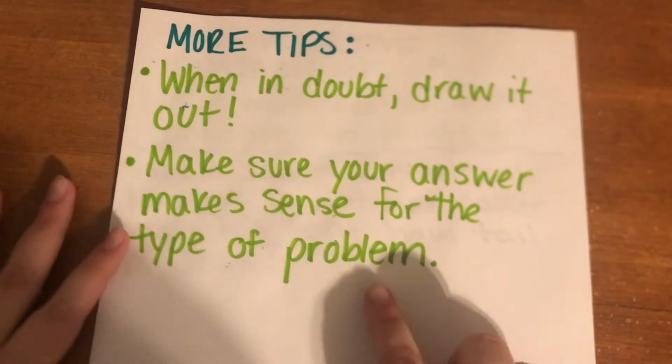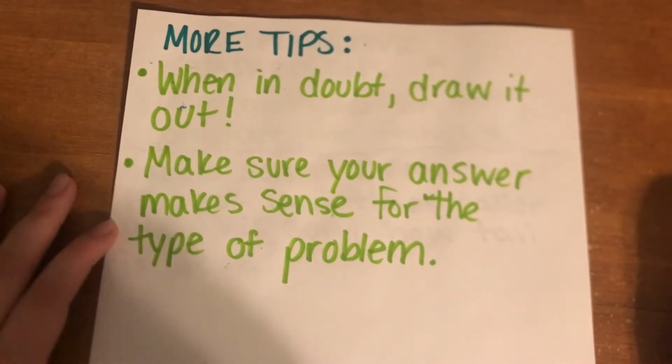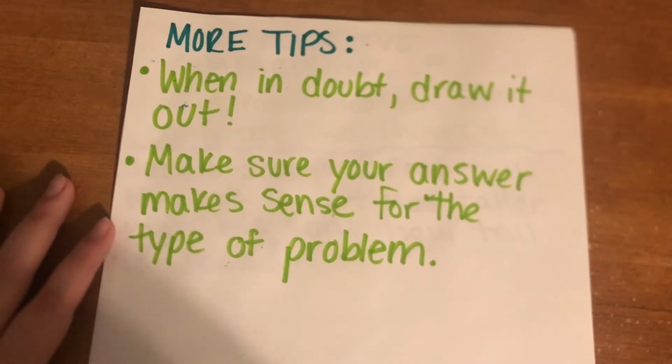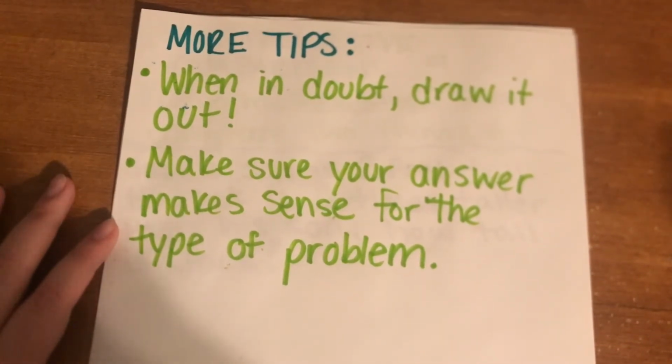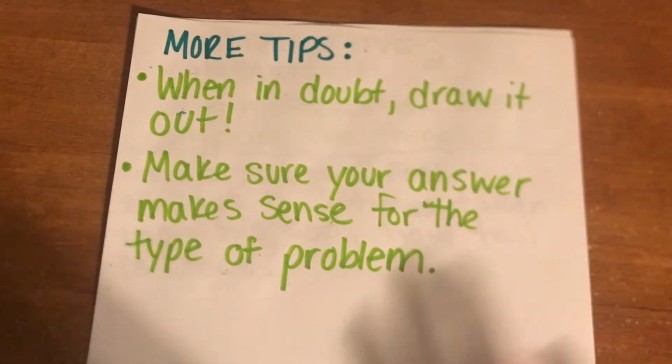And then lastly is make sure your answer makes sense for the type of problem. If someone is 10 times taller than another person, their height is going to be much bigger than the original person. They're not going to be shorter. You want to make sure that they match.